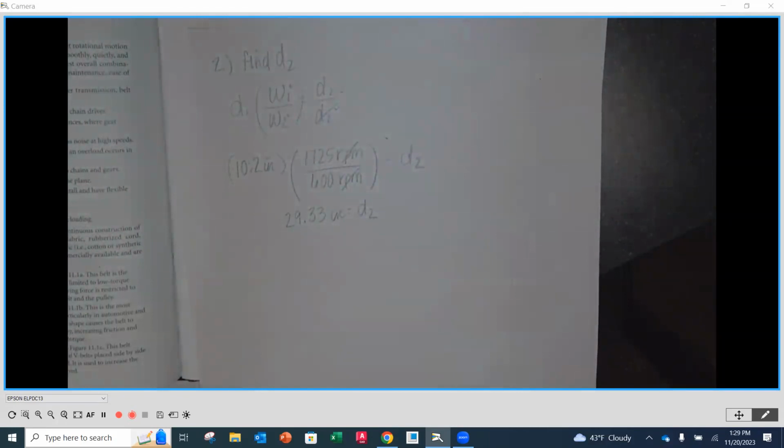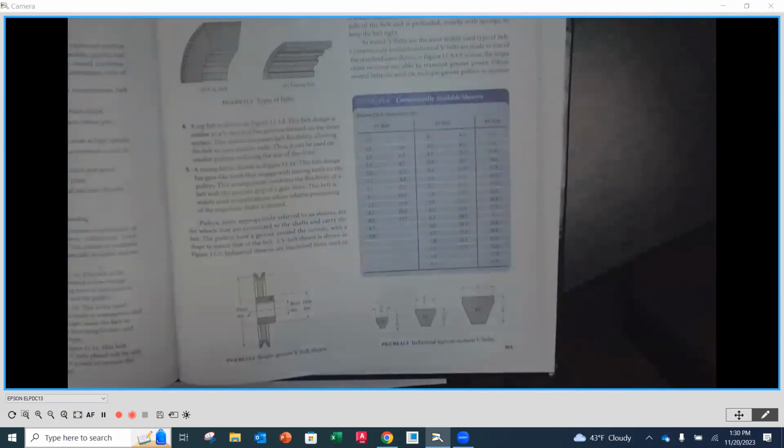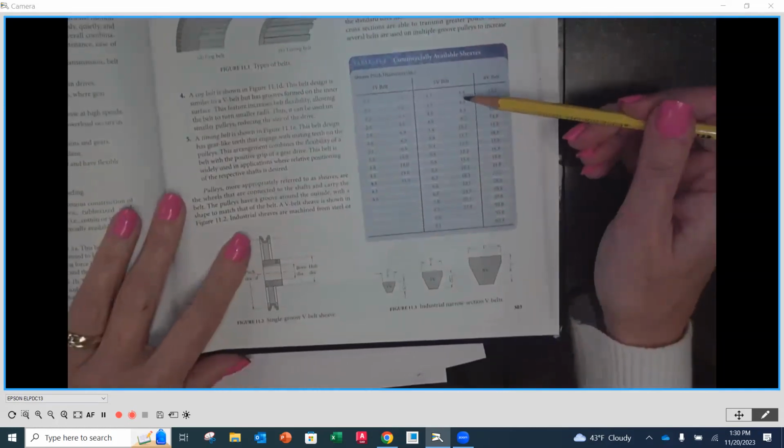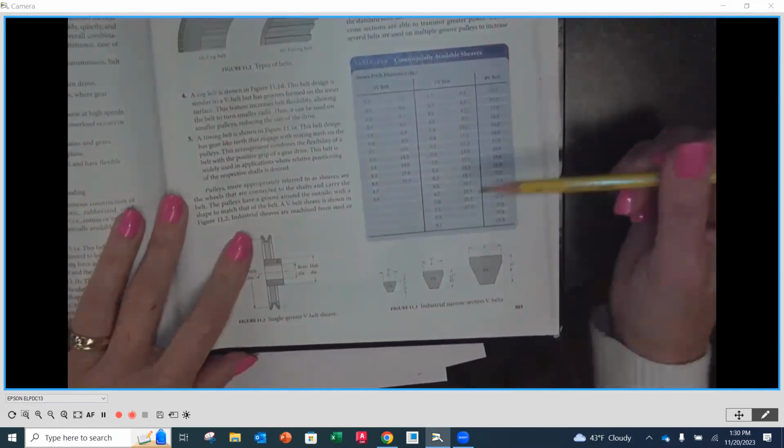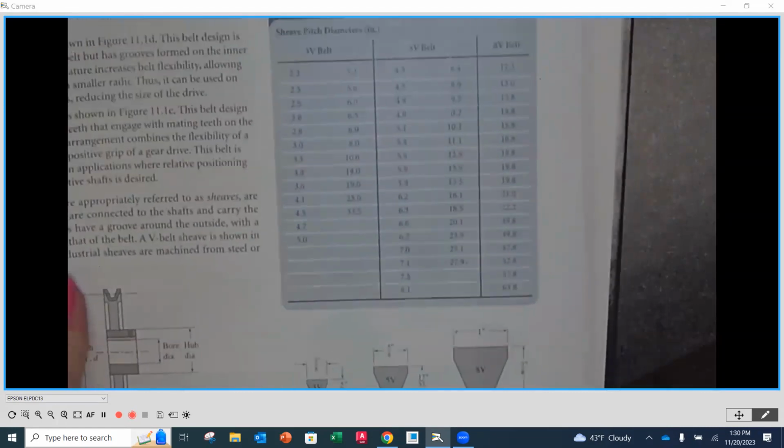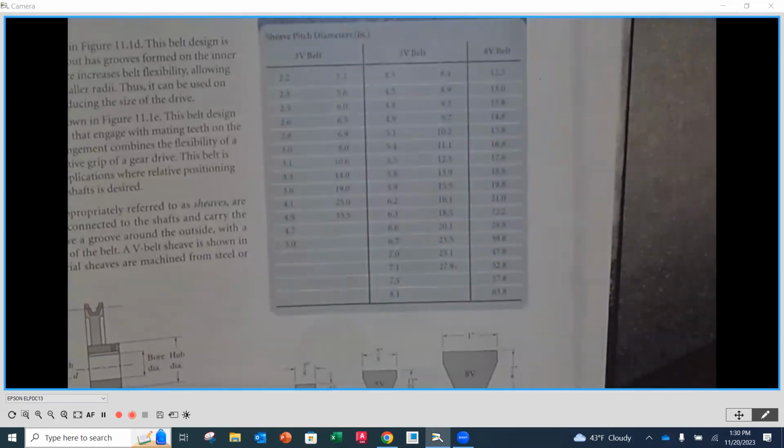Is that what you got? 29.33 inches. Okay, so now we go back to what are the available diameters of sheaves? We go on our chart here. You're going to notice that the largest one that they have is 27.9.